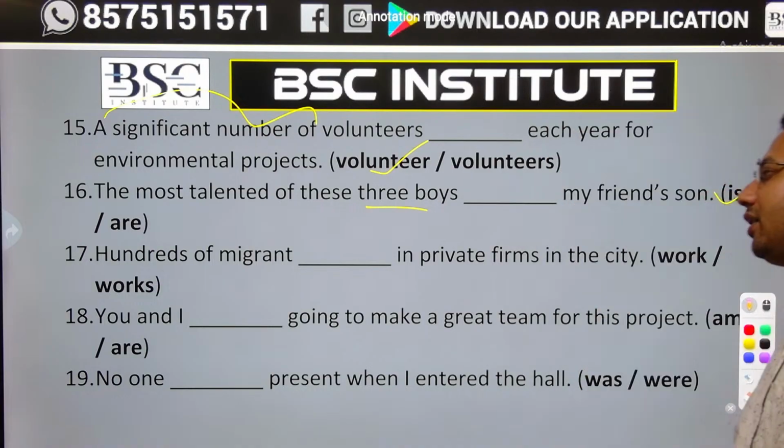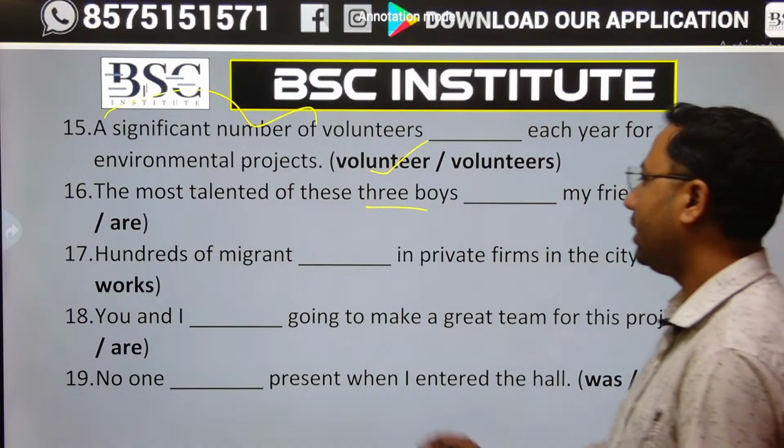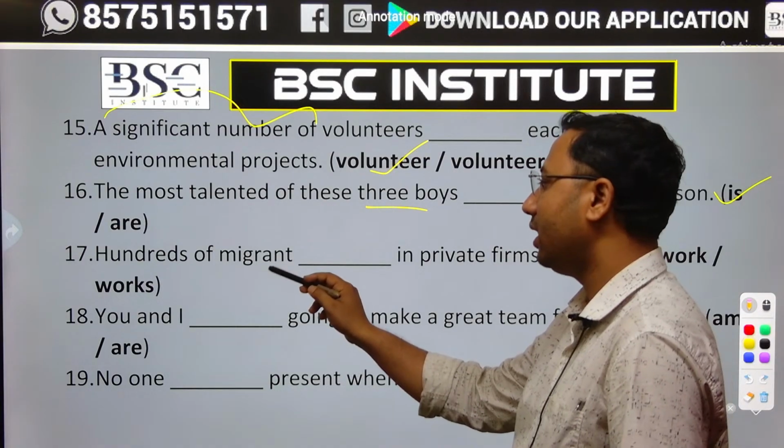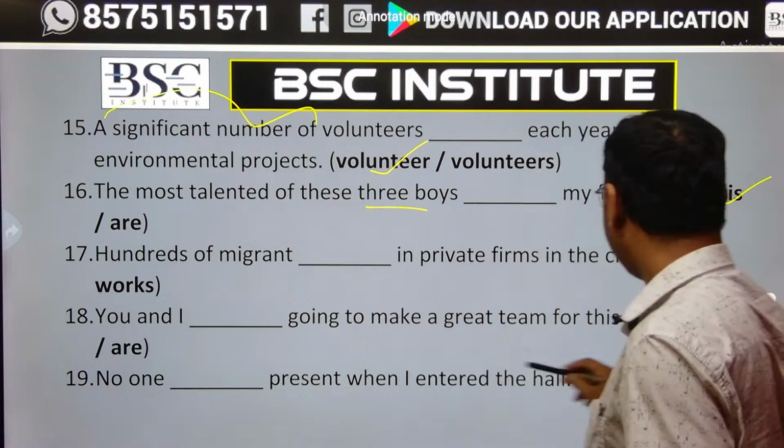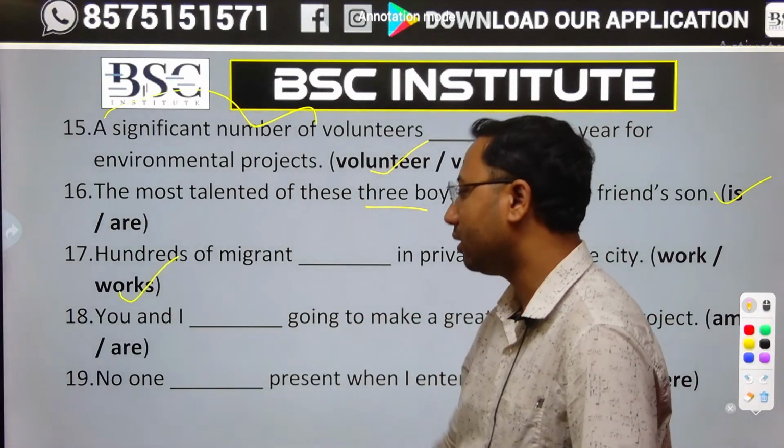Next, a hundred of migrant dash in a private firm in the city. So migrant, not migrants. Migrant. So I have to use s or es with the main verb, that is works. Migrant works.